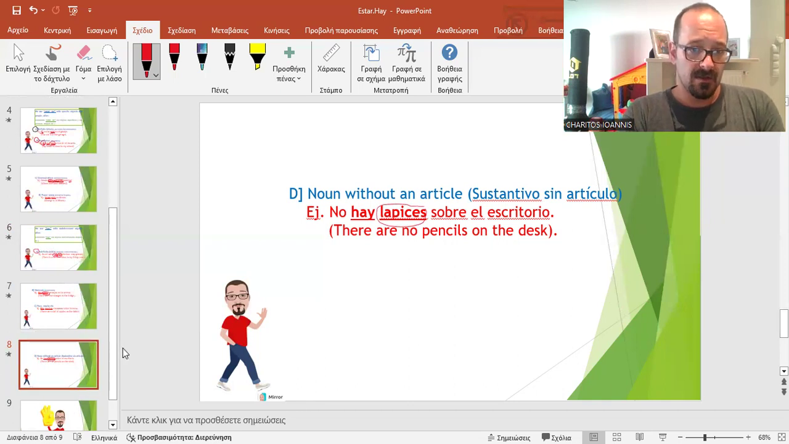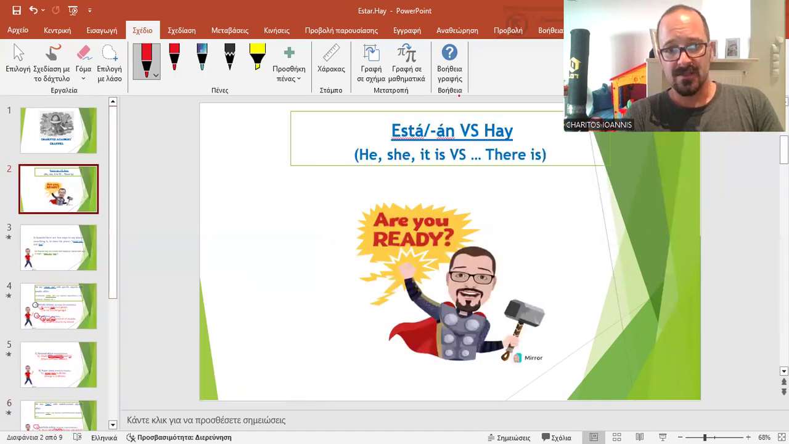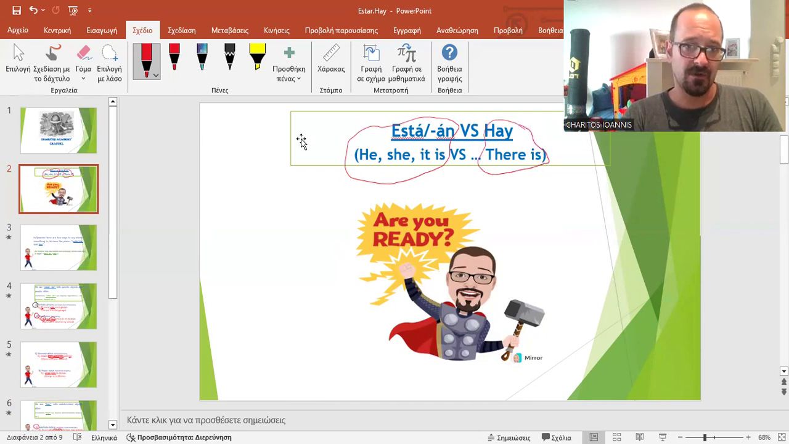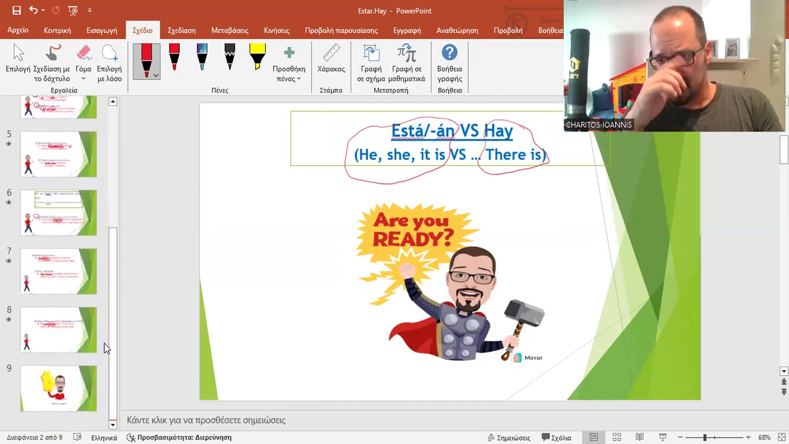And something I want to show you before we close, because I wrote here at the beginning that está, están corresponds mainly to he, she, is, it is. This is more practical. While hay is like there is, there are. Okay, keep that in mind also. It may help you. So this is a very important grammar unit.